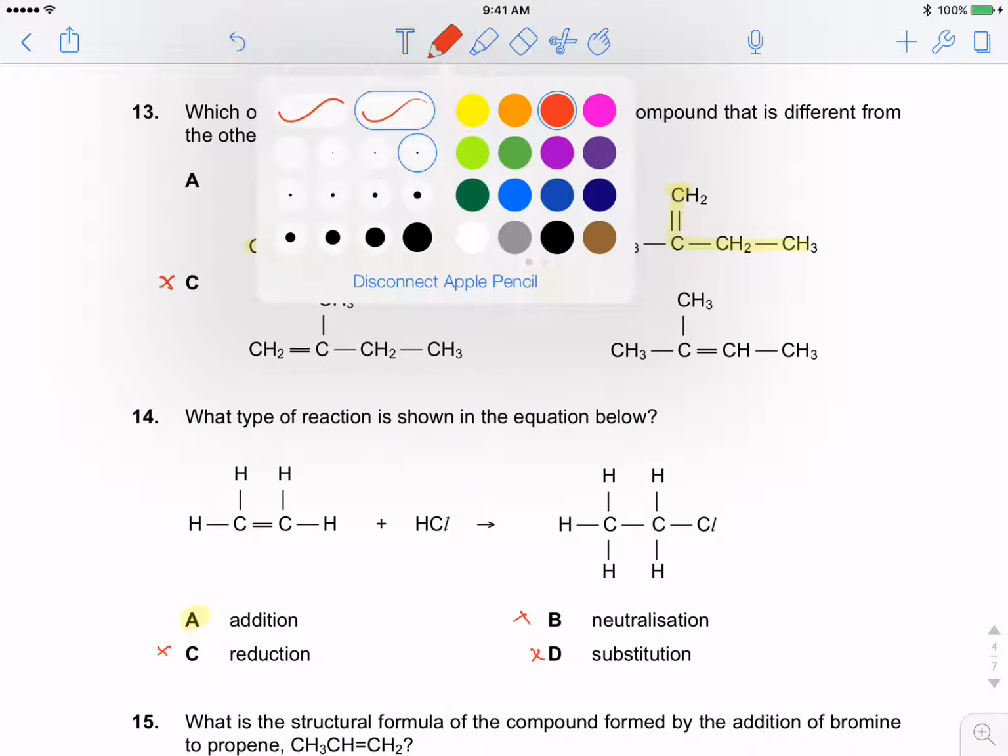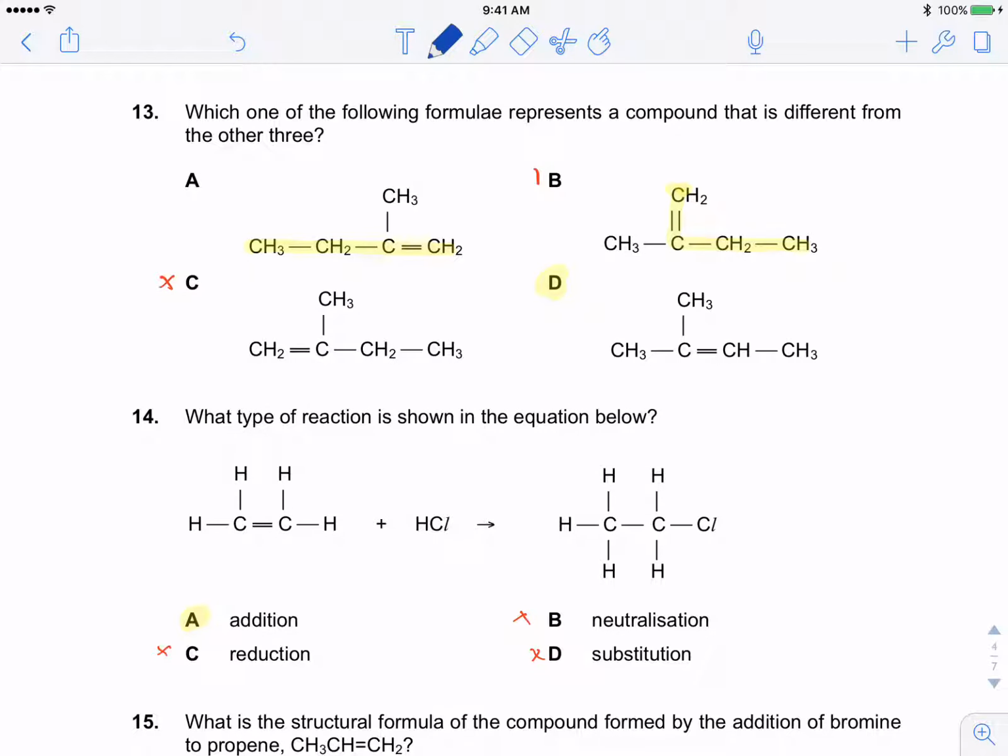Let me just write down the numbers so you can see what I mean. Okay, because this is the priority, so I will assign 1, 2, 3, 4. So this is 2-methyl. Again, this is 1, 2, 3, 4. So 2-methylbut-1-ene. Let's look at the last one. Okay, I have it again. 1, 2, 3, 4. Second carbon, 2-methylbut-1-ene. Let's look at the last one.